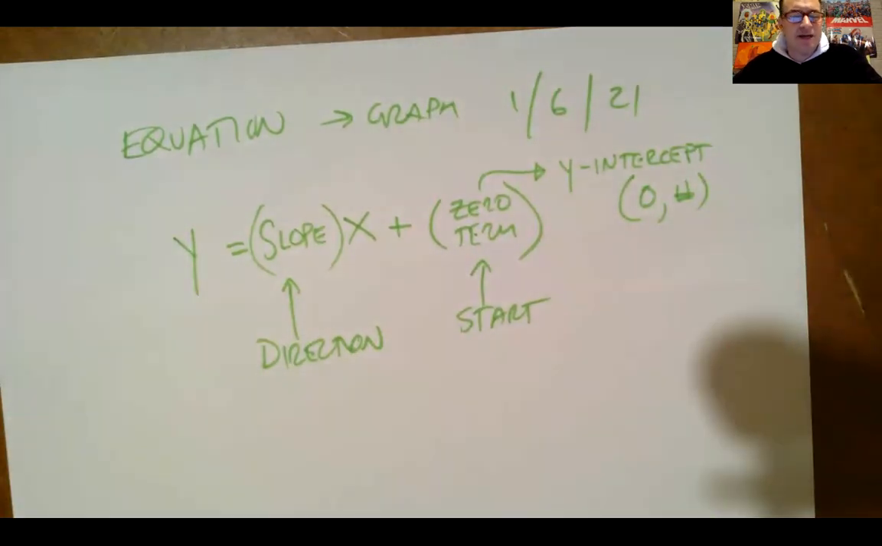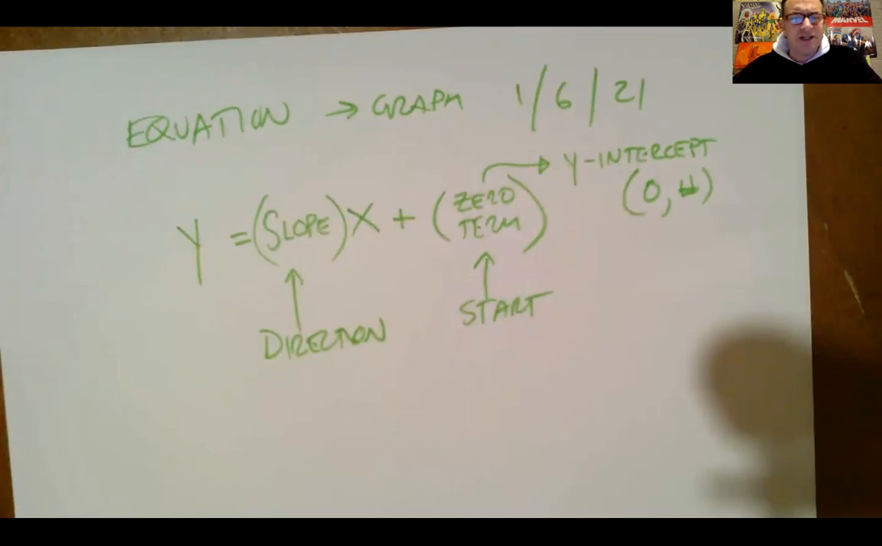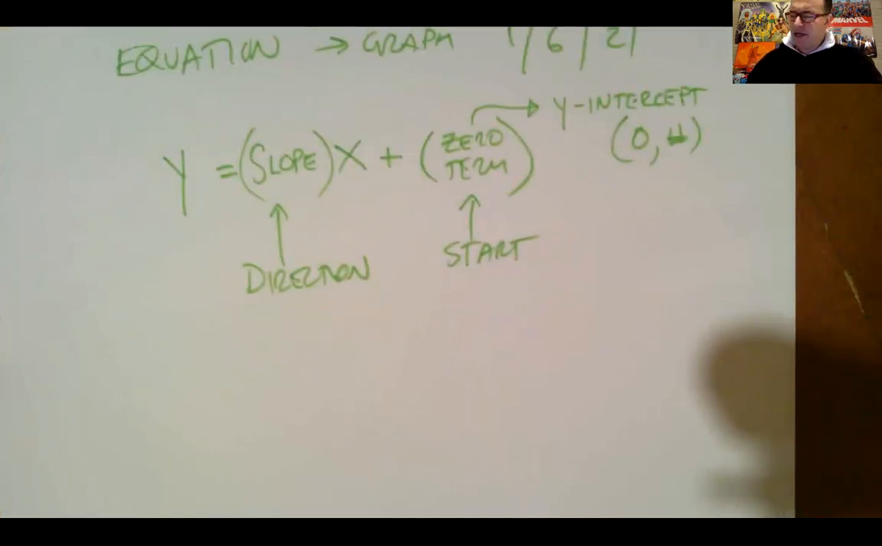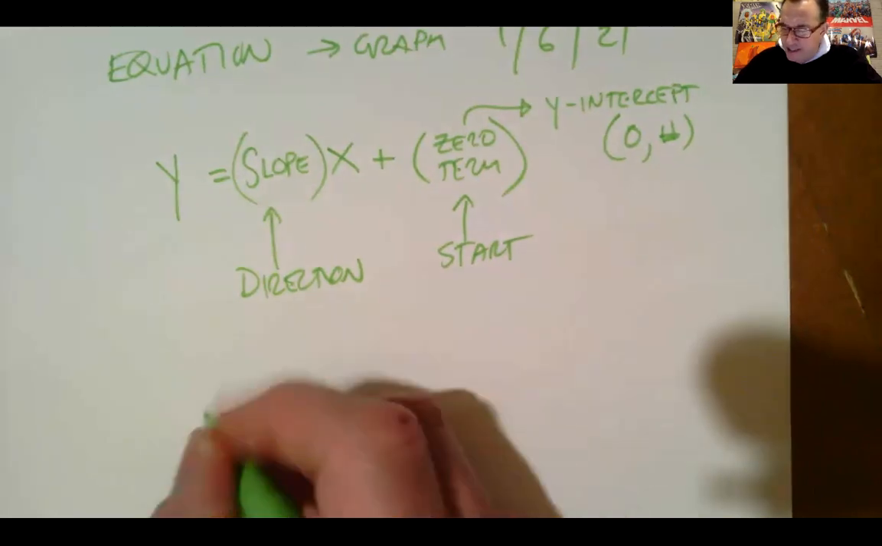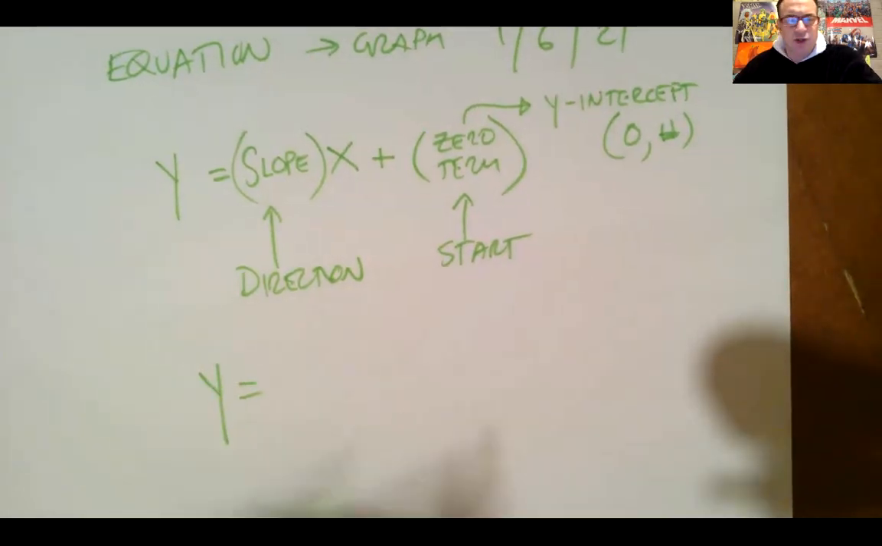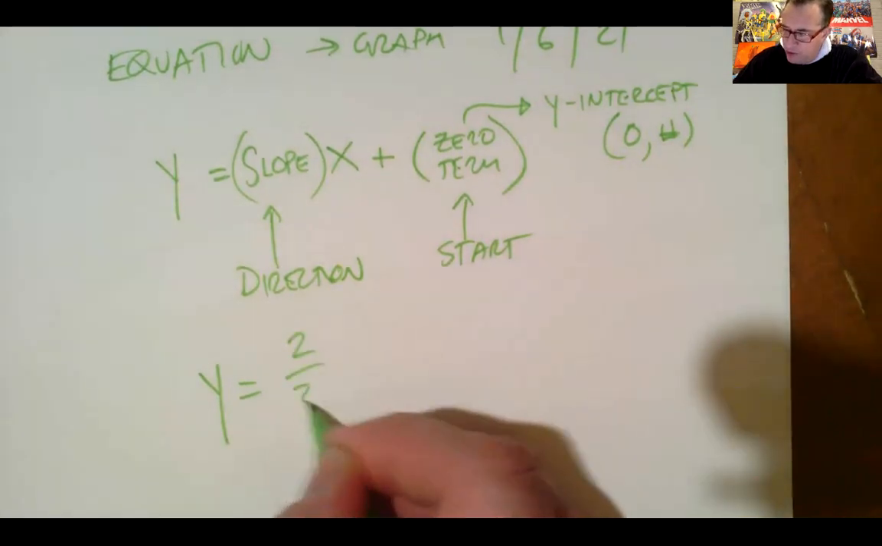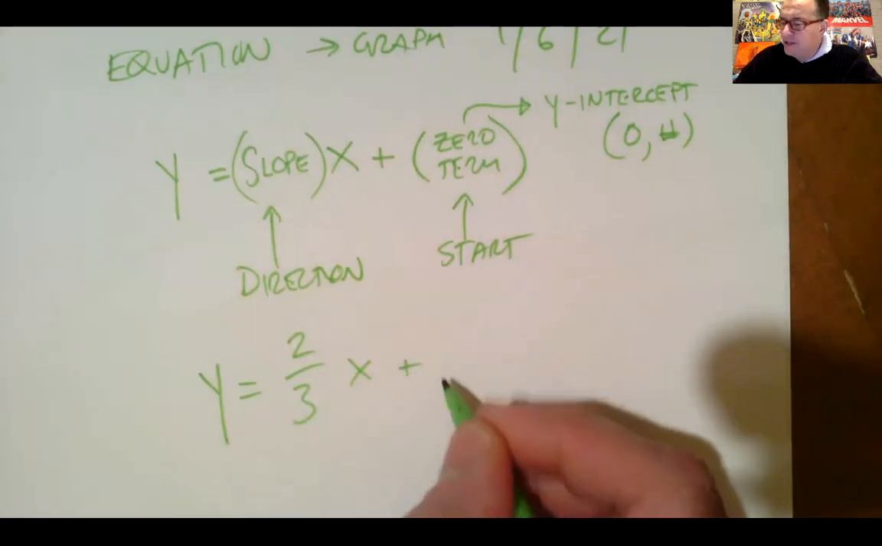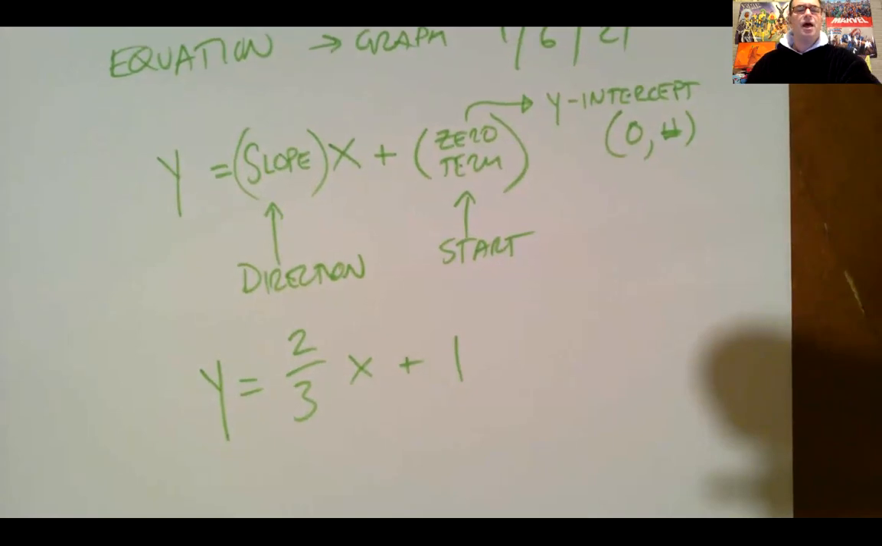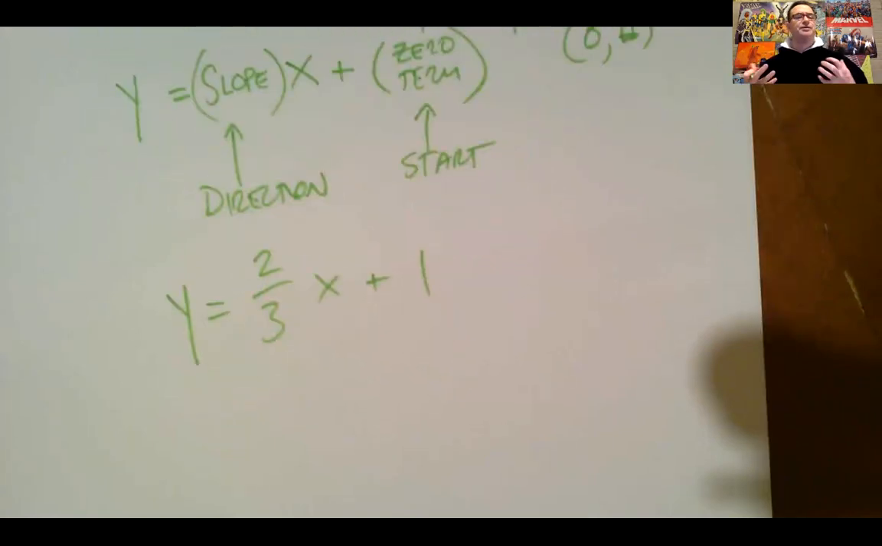Now, we've talked a bunch about slope, so I don't think it's going to be that big of a deal. But the way this is going to look is you'll have something like y is equal to, I'm just going to make something up right now, okay? Let's say 2/3 x plus 1. The information you get from this equation is always in two parts.